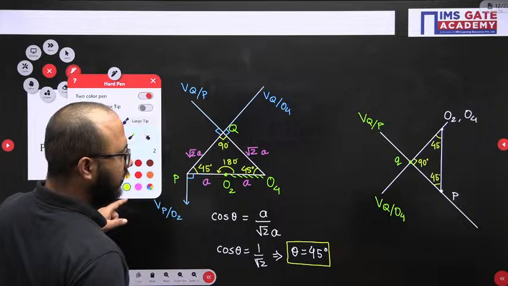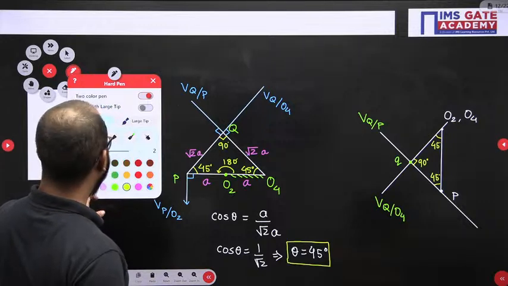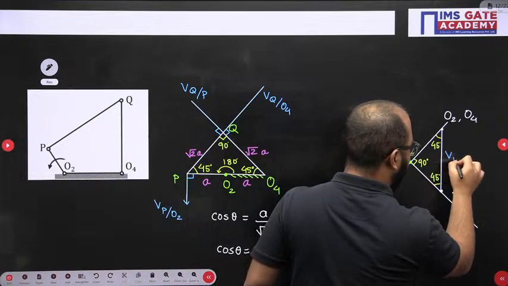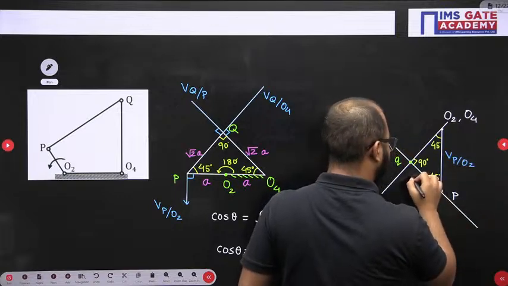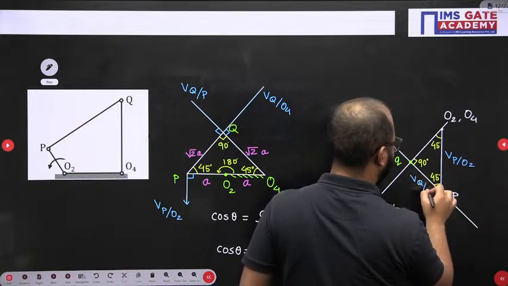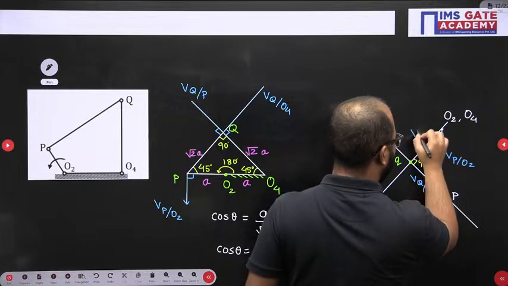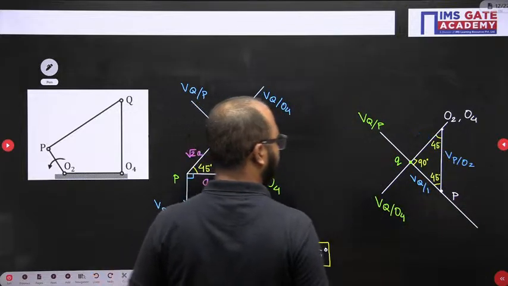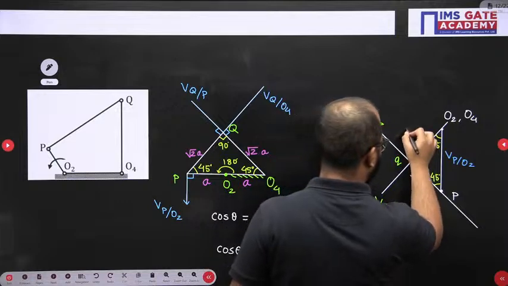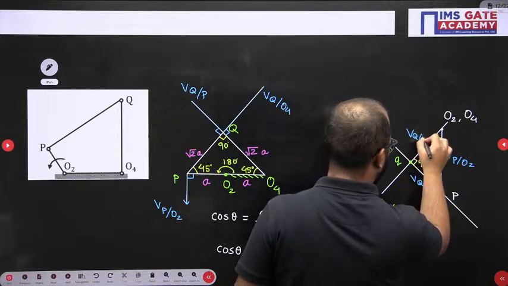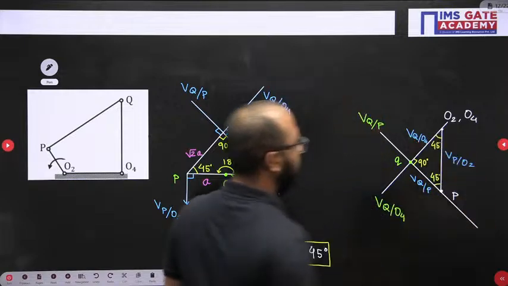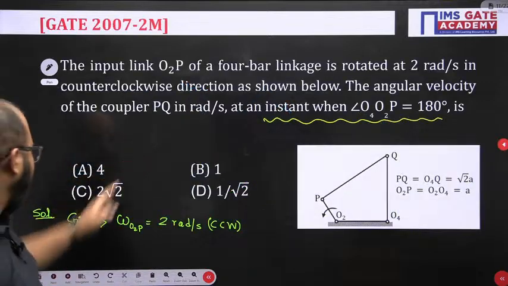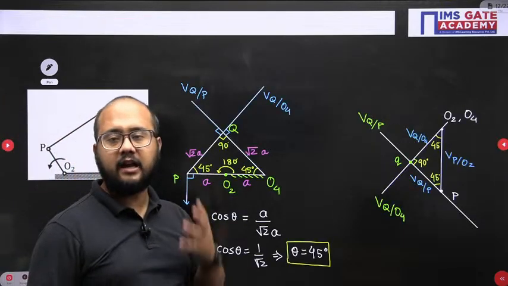Fine. Now, I will mention the velocity vectors. This vector is represented by P with respect to O2. This is represented by Q with respect to P, and this is represented by Q with respect to O4. Done. And what was the question? Please understand, they are asking for PQ. They are asking for the PQ angular velocity, right?